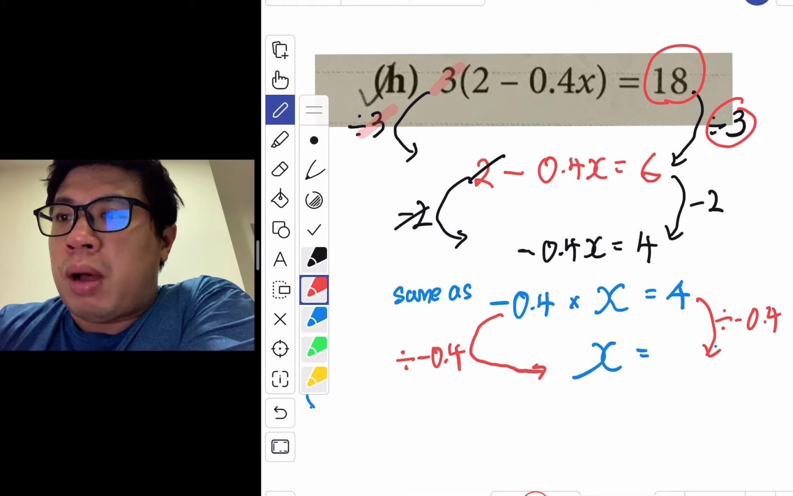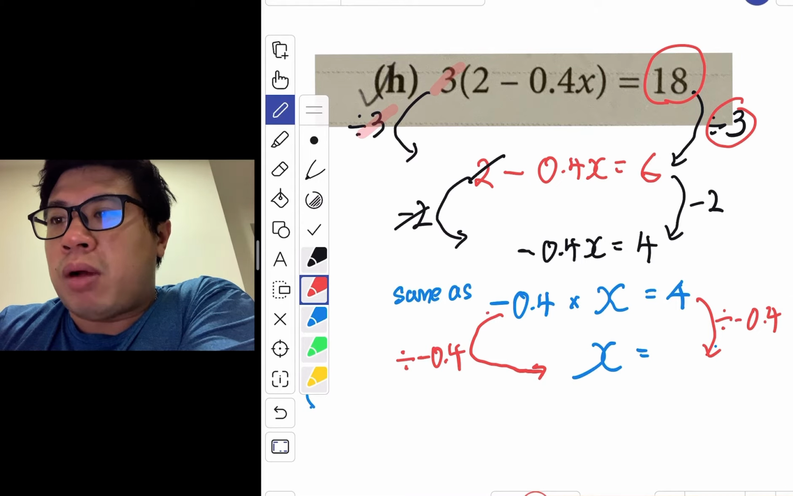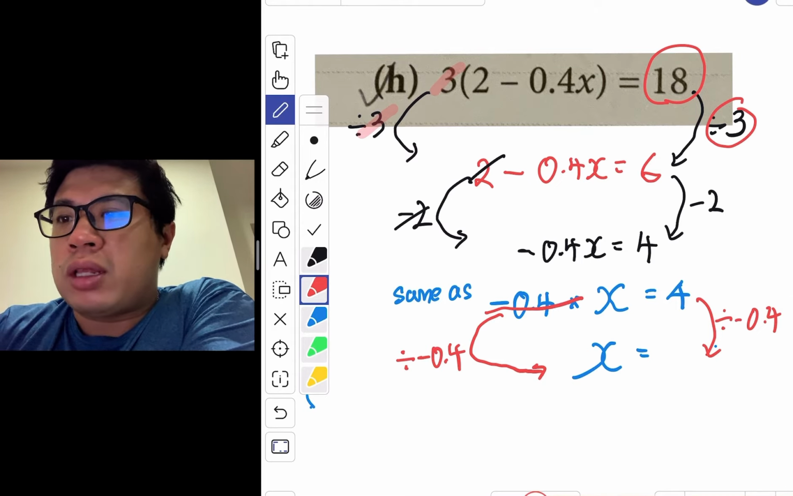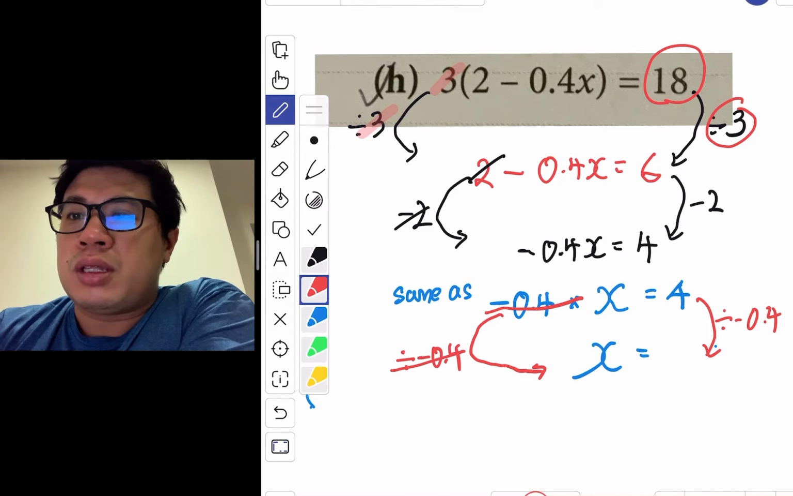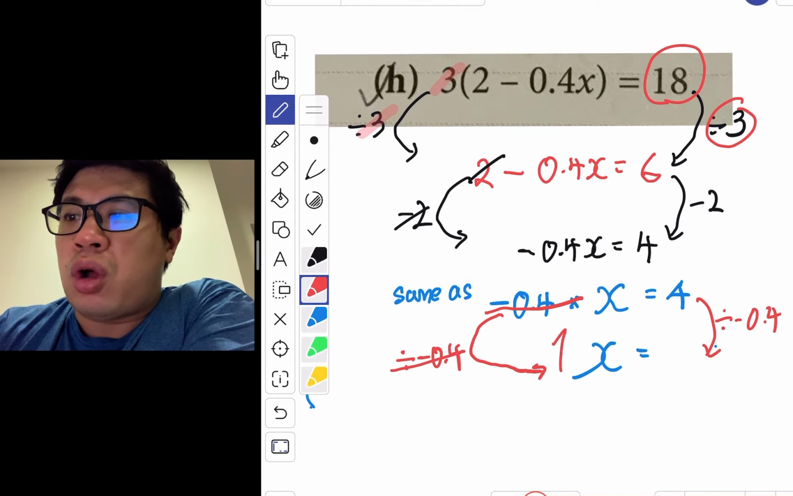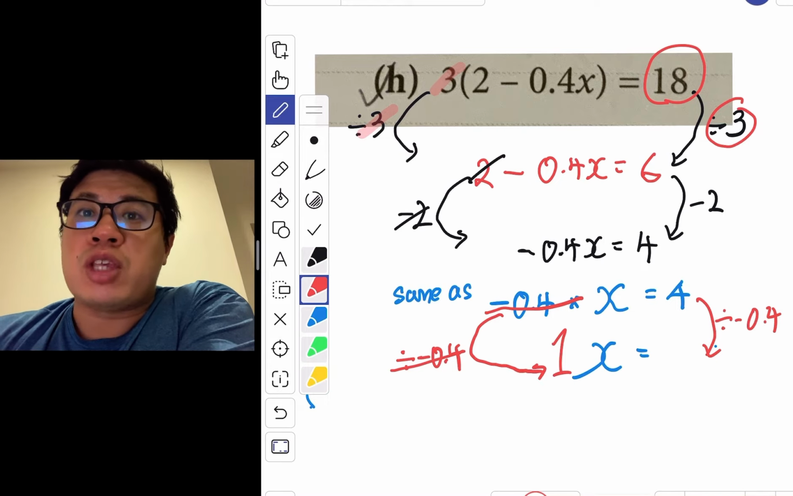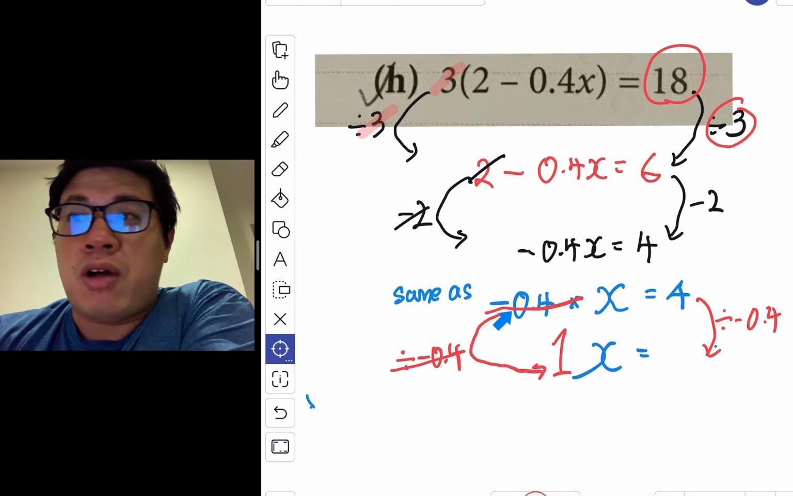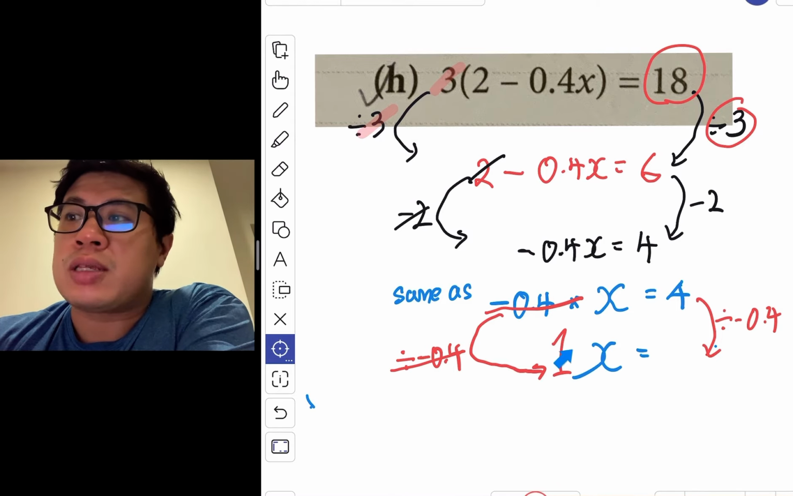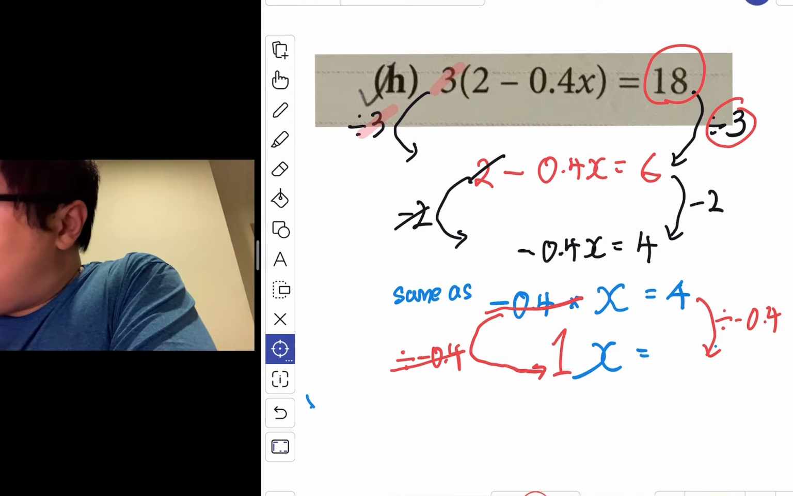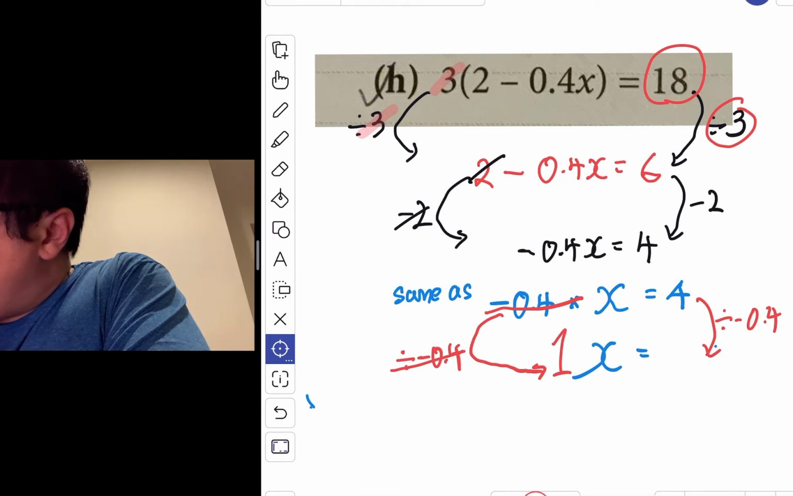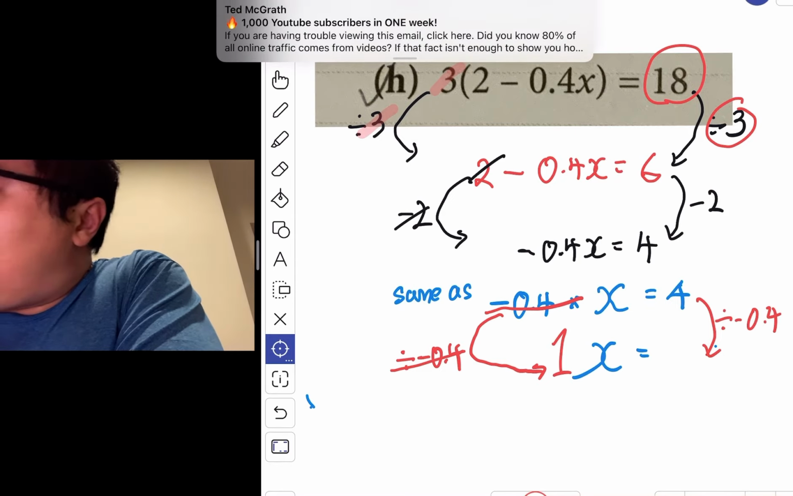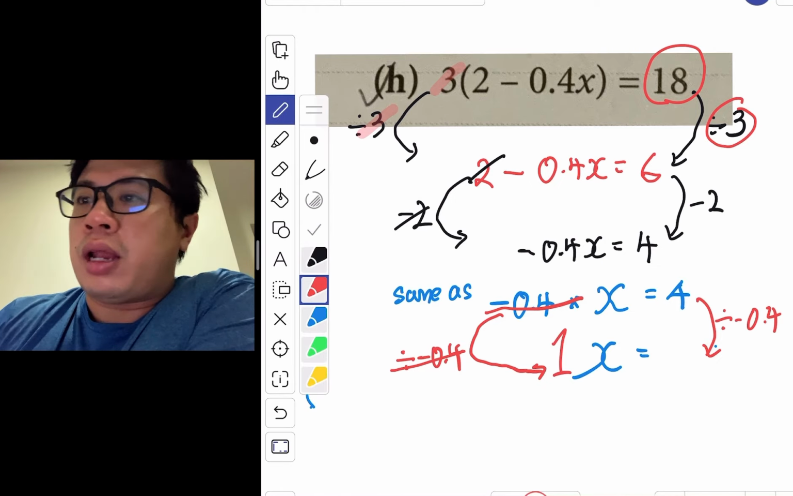So negative 0.4 multiplied by x, divided by negative 0.4, gives me the so-called coefficient of 1. Right, 5 divided by 5 is 1. Negative 10 divided by negative 10 is 1. If I take a number and I divide by itself, the same number, that will of course give me 1x. Now 4 divided by negative 0.4 gives me the answer of negative 10. Right, negative 10.